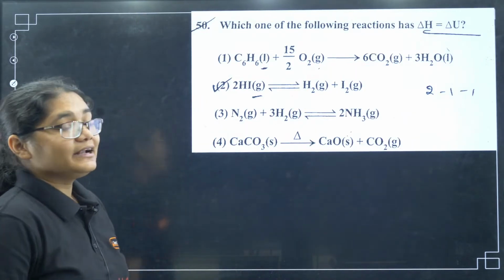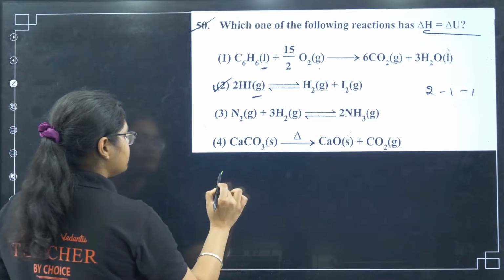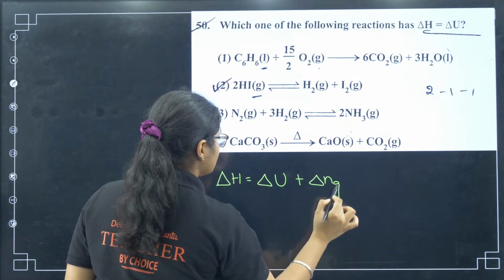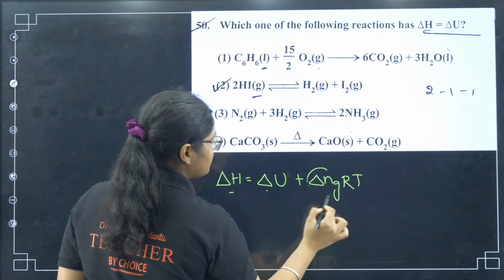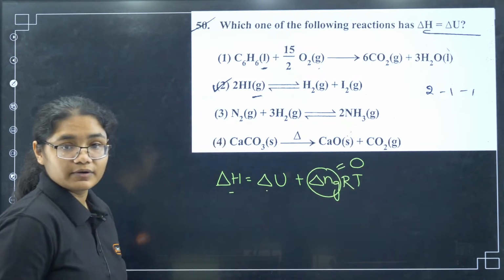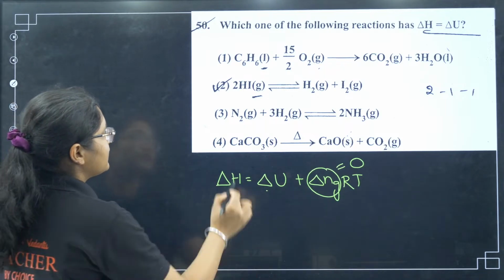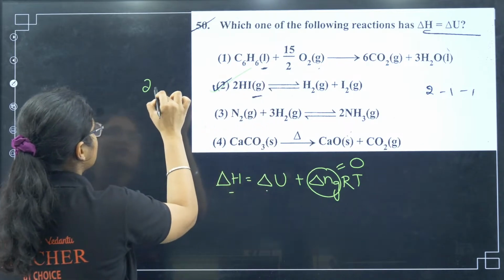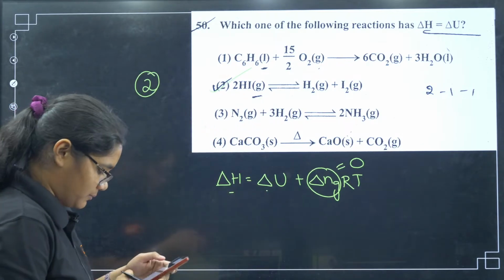Next, where delta H is equal to delta U. We have this formula, delta H is equal to delta U plus delta ng RT. If these two have to be equal, delta ng should be equal to 0, right? If delta ng has to be 0, then I can see option number 2 here. This is delta ng equal to 0. So the correct answer for this question will be option number 2.